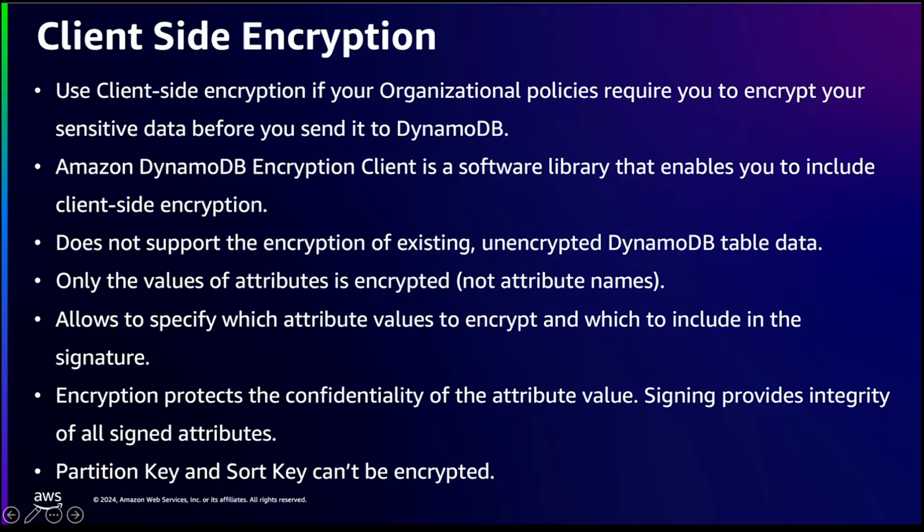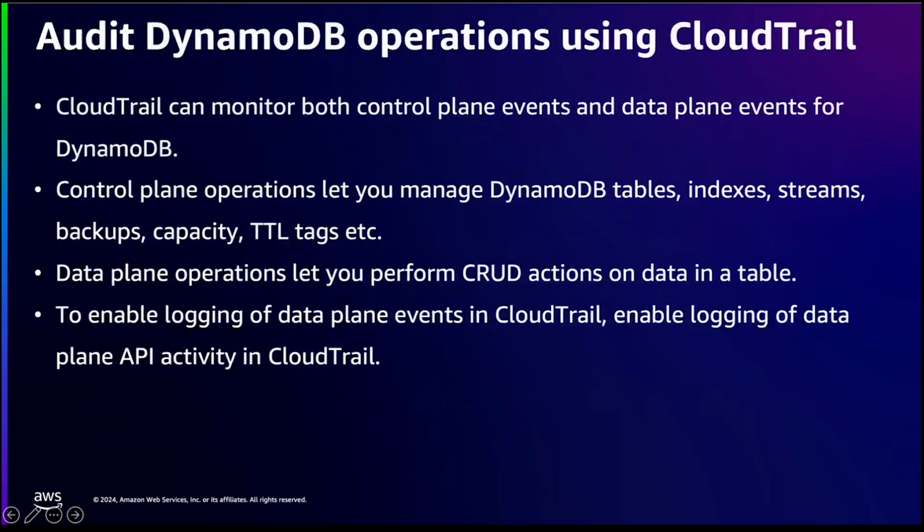You can audit everything that happened in your DynamoDB table using CloudTrail. CloudTrail can monitor both control plane operations and data plane events for Amazon DynamoDB. Control plane operations are the ones that you execute on DynamoDB tables, indexes, streams, backups, change your capacity, change TTL, add tags, and data plane operations let you perform create, read, update, and delete actions on data in your table. Please remember, you need to enable the logging of data plane events in CloudTrail. They are not activated by default.